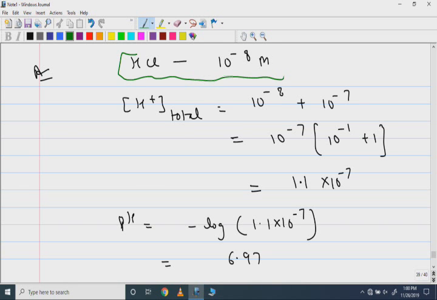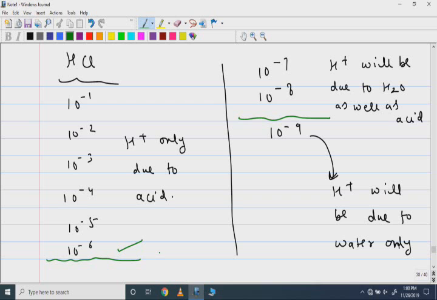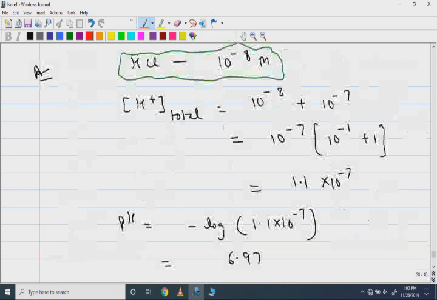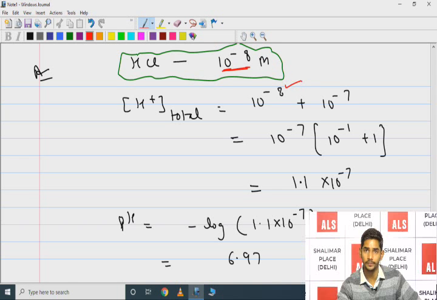See, the concentration of HCl was given as 10 to the power minus 8. If the concentration is up to 10 to the power minus 6, then you can simply consider the concentration of H plus ions of the acid only, like in the first two questions we have done. But if the concentration lies from 10 to the power minus 7 to 10 to the power minus 8, in that case we need to add the H plus of water as well as of the acid. I am doing the same. Here the concentration was 10 to the power minus 8, that's why this is the concentration of acid and this is due to the H plus of the water.